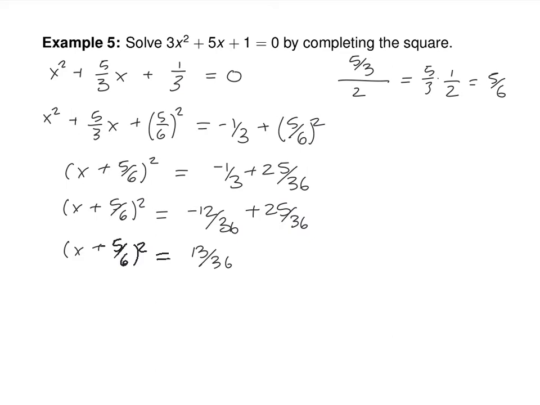Anybody feeling a little sick of this method? I would use the quadratic formula, which we're going to prove. x plus 5/6 equals plus or minus root 13 over 6, right? Is that okay? And so x equals negative 5/6 plus or minus root 13 over 6.